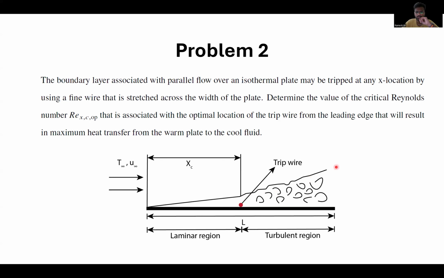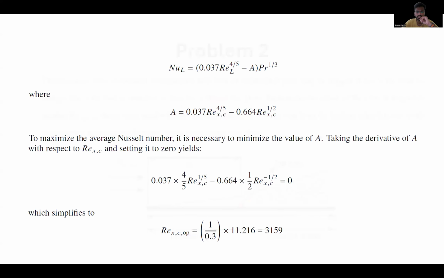So the solution for this problem, the idea behind it, is that the tripwire should be placed exactly where the Reynolds number changes from laminar to turbulent, so that it further increases the turbulence and increases the heat transfer rate. From the Nusselt number correlation for turbulent flows, the value A should be minimized. It should be brought down to zero, so that the maximum Nusselt number can be achieved. The maximum Nusselt number says that there will be a larger heat transfer rate.